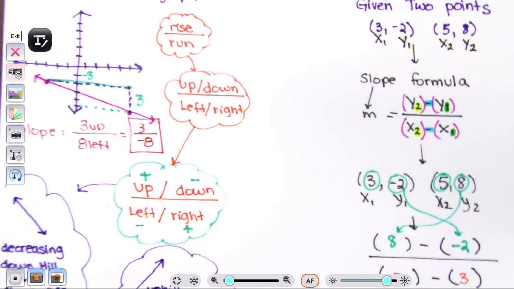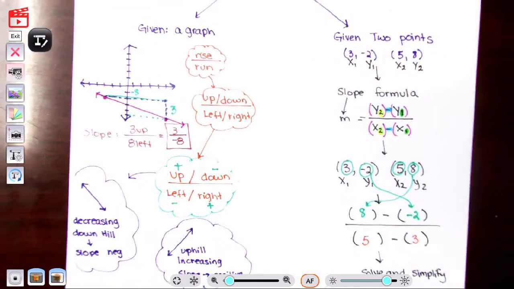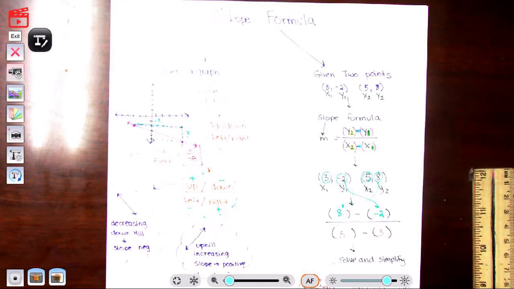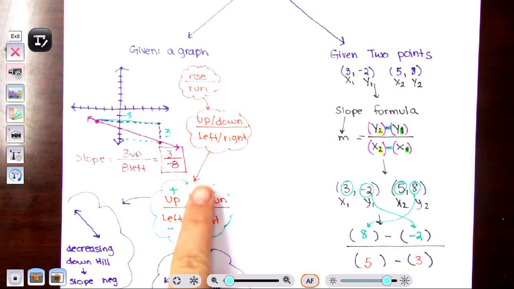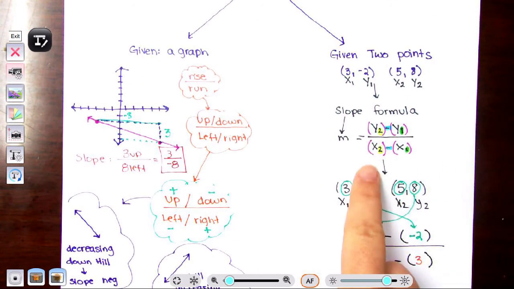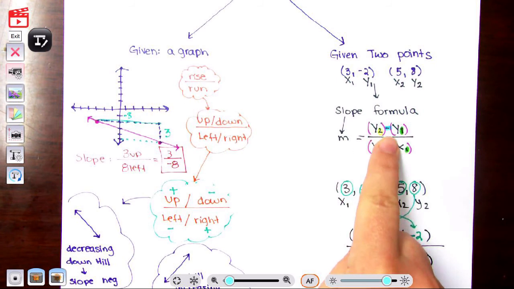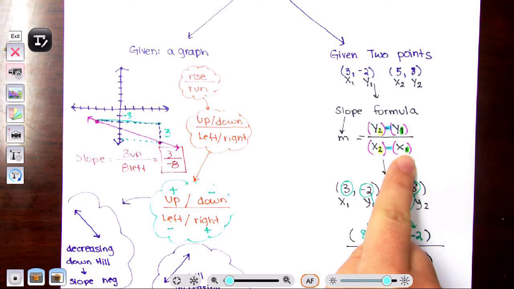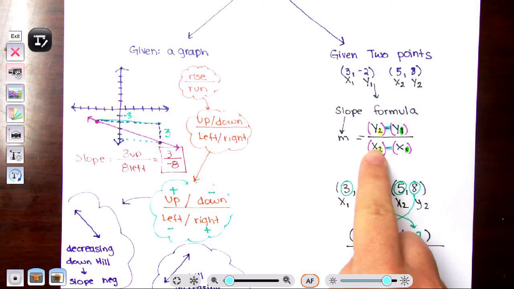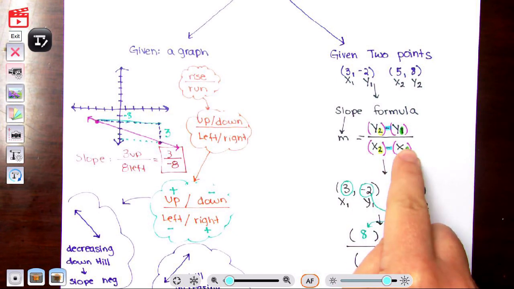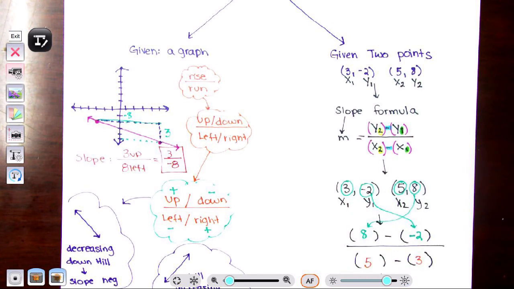All right, guys, that's it for this video. I just wanted to introduce the slope formula to you. There are two ways to take slope. You can do either by rise over run, up, down, left, right, or you can do the slope formula y2 minus y1 and then x2 minus x1. The order of these does matter. If you have a 2 on top, the 2 has to be on the bottom. If you have a 1 on top, the 1 has to be on the bottom. Make sure that you're using your bubbles.